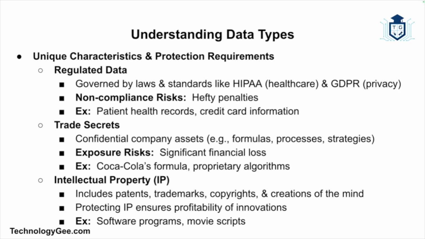All right, so let's start with the types of data that you will encounter. Each type has unique characteristics and requirements for their protection. The first one is called regulated data. This is data that is governed by laws and standards like HIPAA for healthcare or GDPR for privacy. Organizations handling data must comply with strict rules or face hefty penalties. An example of this would be patient healthcare records or credit card information.